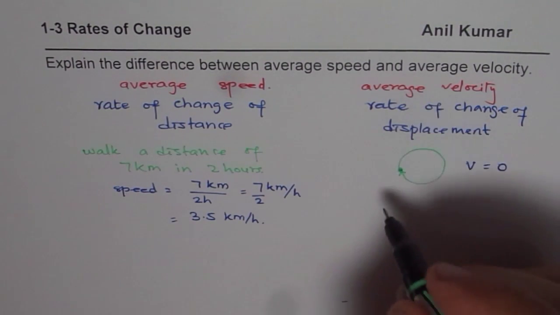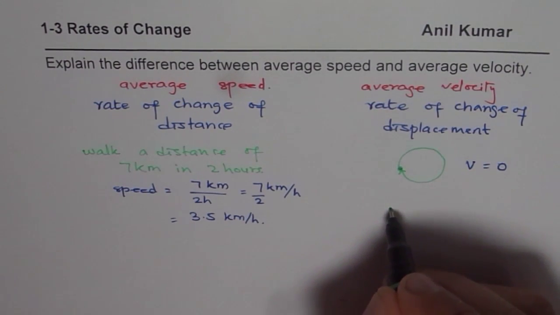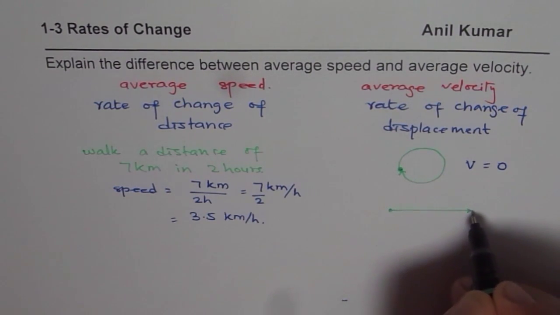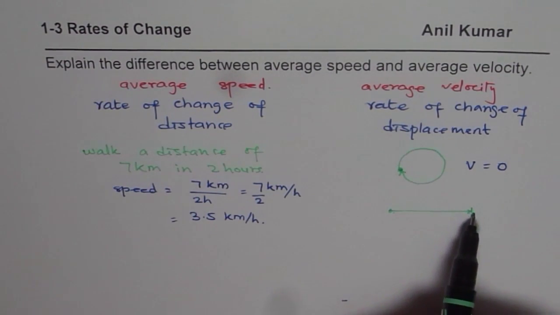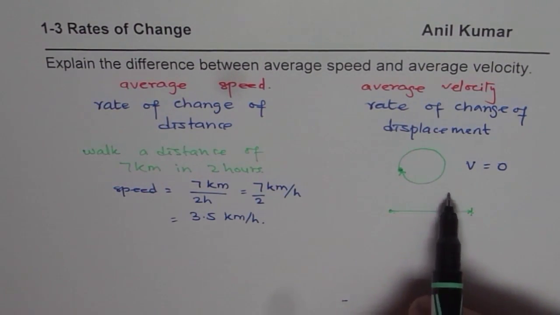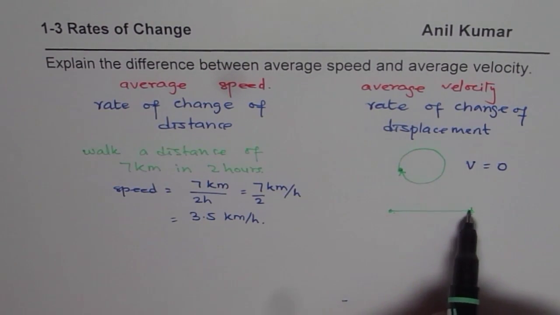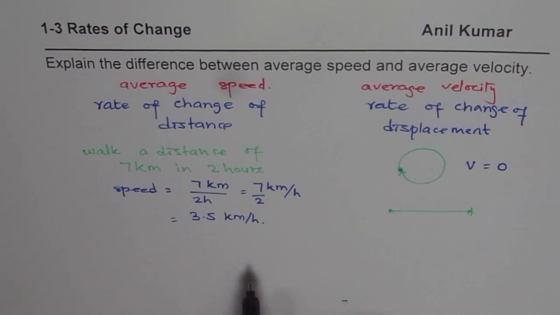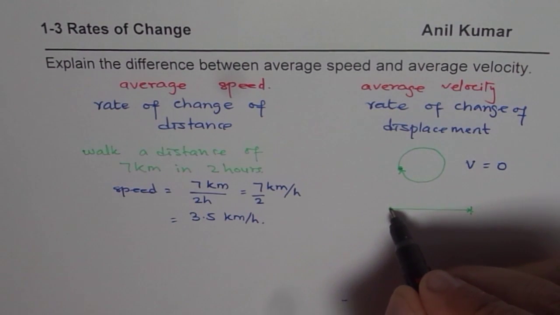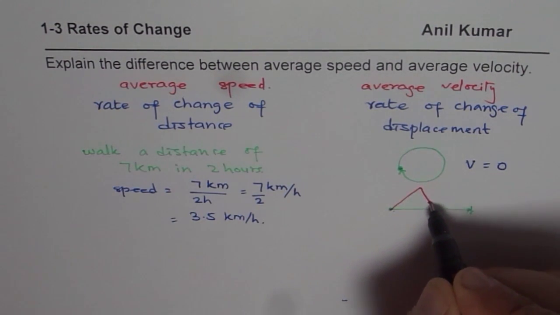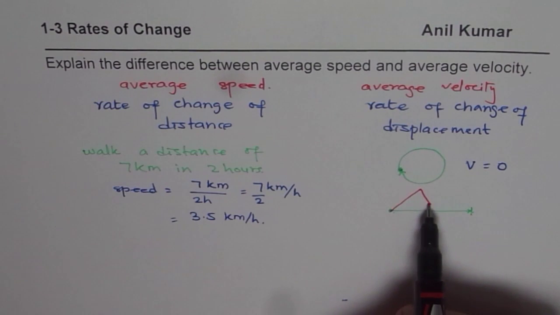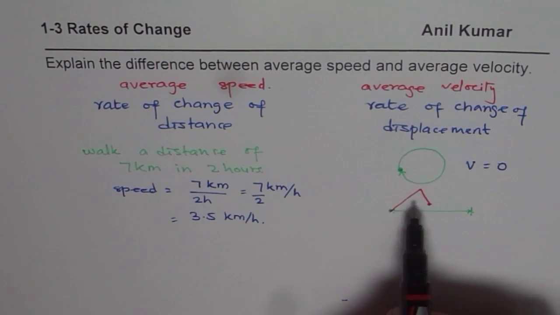Well, you could have taken an example where you start from a point and go straight for 7 kilometers. In that case, if you are going in a positive direction, normally we consider north or east as positive, your velocity will be same as the average speed. However, if you travel in a different path, for example, you go up and then you come down, in that case your average velocity will be much smaller than the average speed.